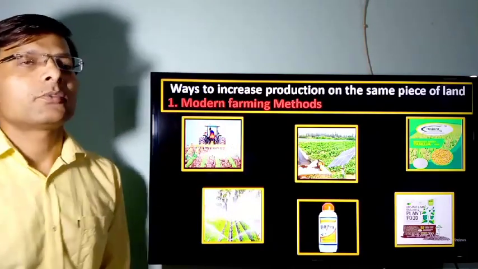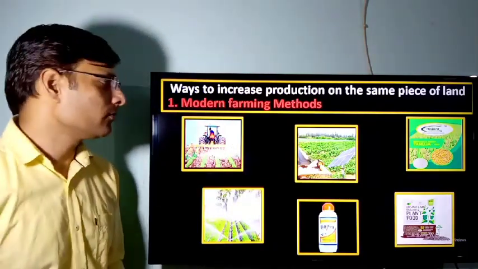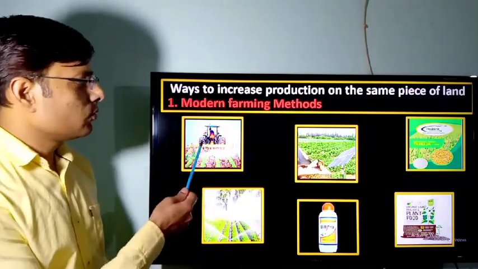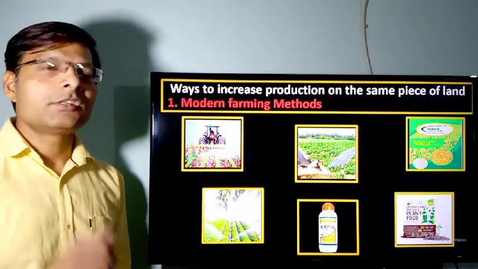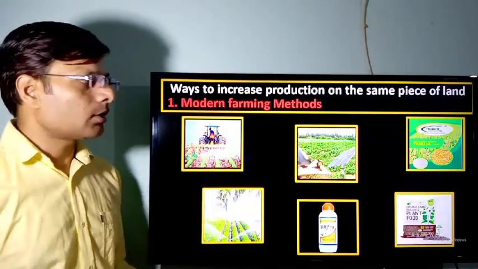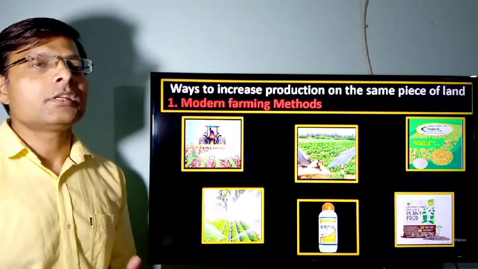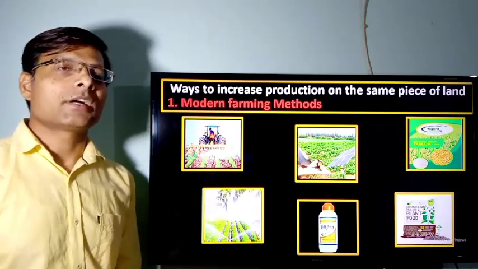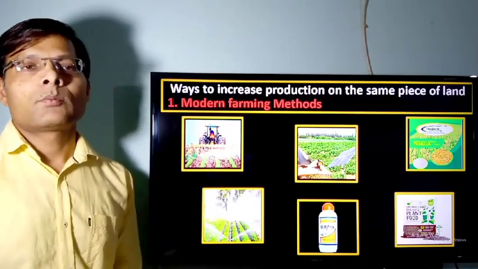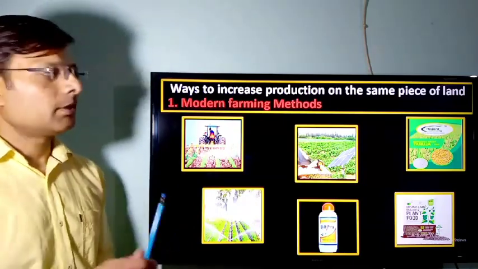Here are a lot of pictures in front of you. So what can we do? We can use the tractor. We can use the seed drills also. We can use harrows. These are scientifically designed and modern types of equipment, which we can use in the process of production on the land.